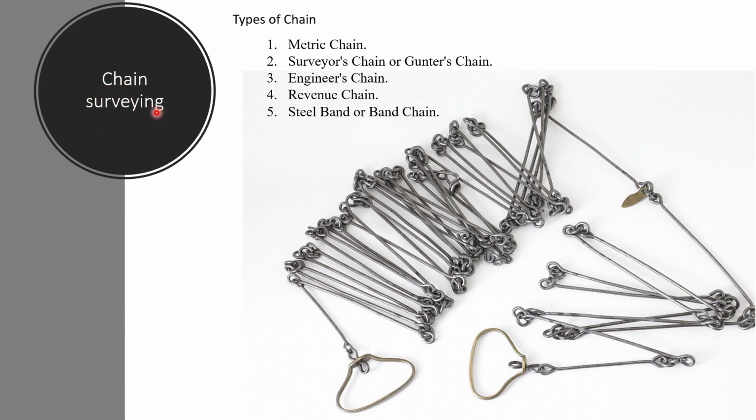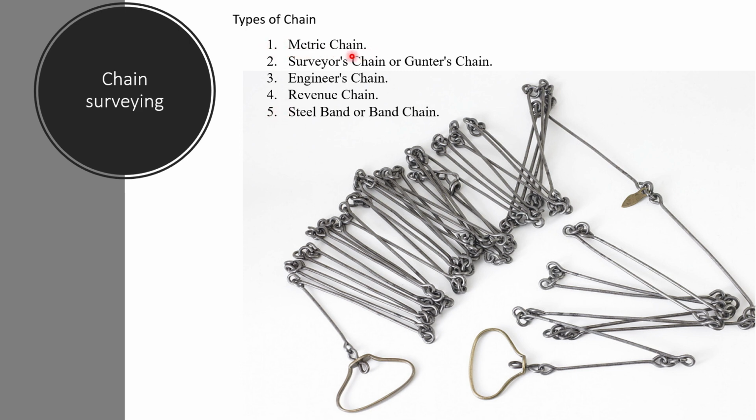Chain surveying: actually for distance measurement we use tape, but tape is not useful for jungle and mountainous areas because tape is very weak in its strength, so that's why we use chain. First of all, the types of chain. There are four types of chain, and one type is band or tape. So tape also falls in this category.